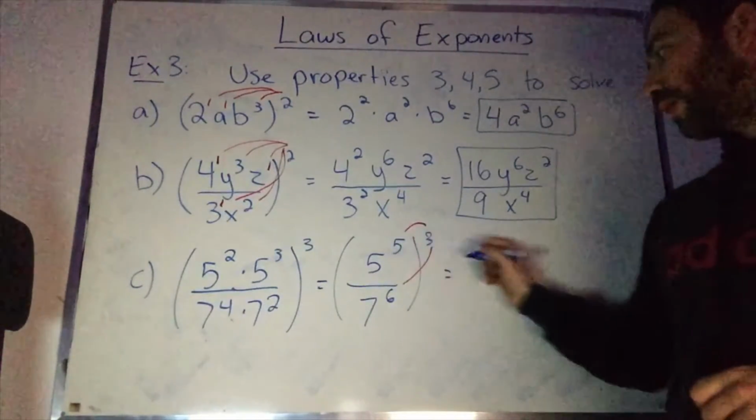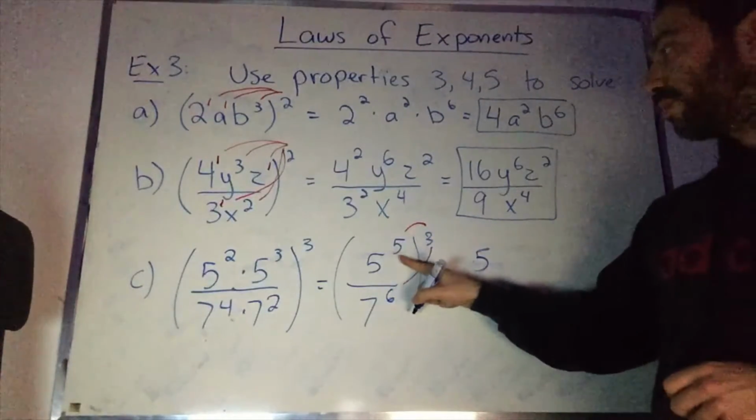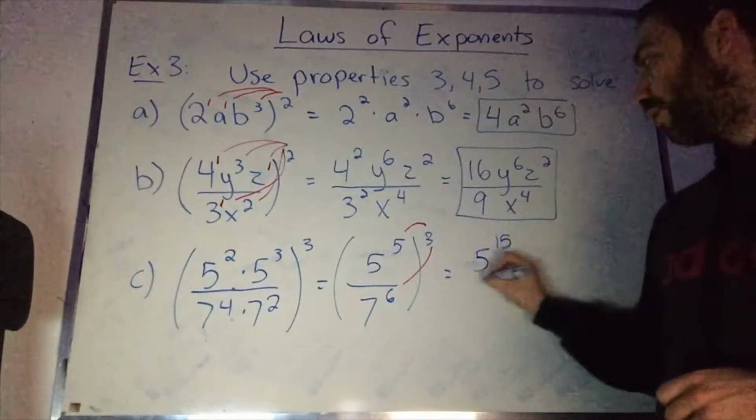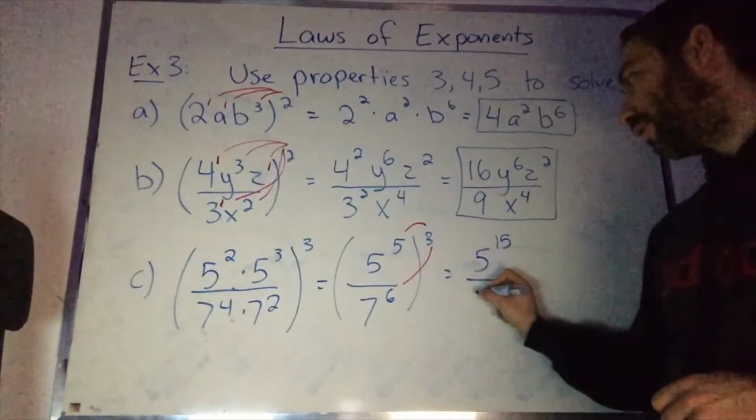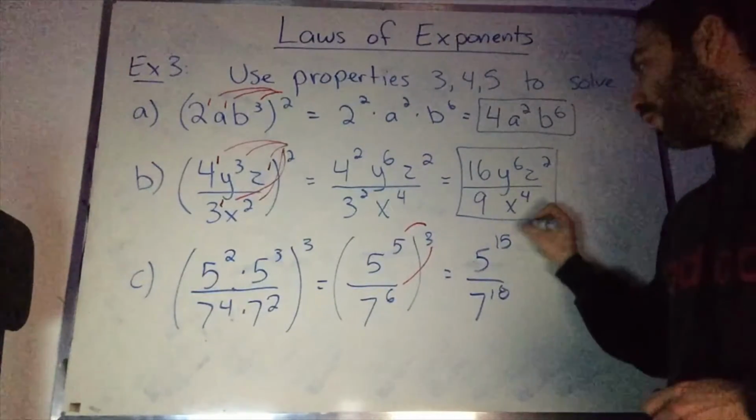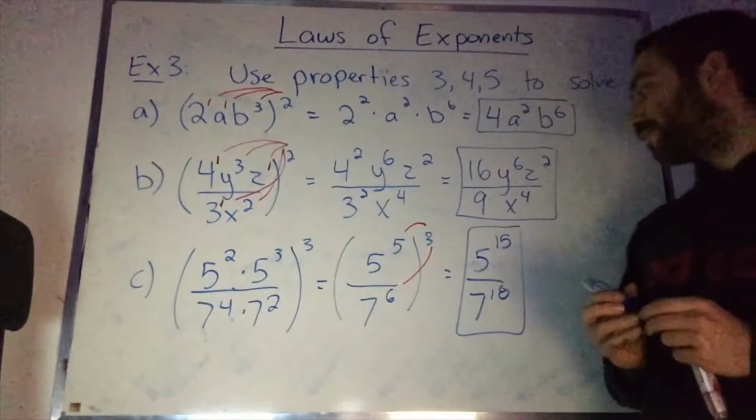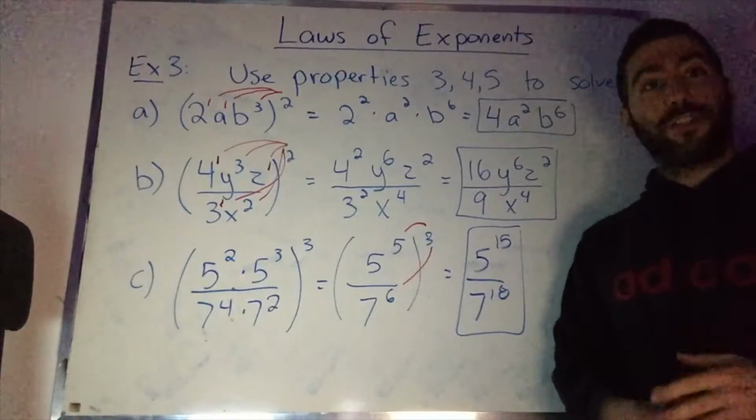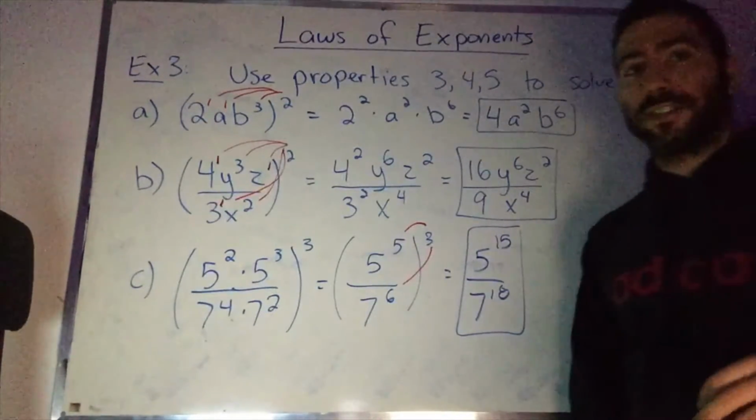So now we're multiplying the exponents. So you get 5 to the exponent 5 times 3 is 15, over 7 to the exponent 6 times 3, 7 to the exponent 18. And this is our final answer. There's nothing left to do. Okay. Good job, guys. Keep practicing, and I'll see you in the next example.